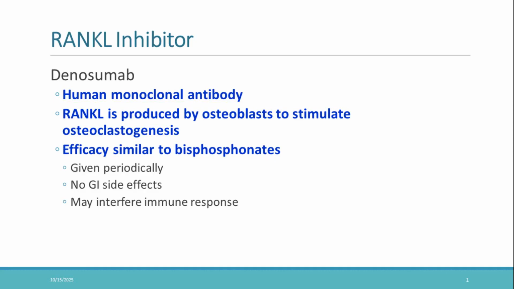They are given periodically, and there are no GI side effects, otherwise their efficacy is quite similar to bisphosphonates. So yes, they are quite costly, but they also lack the side effects commonly seen with bisphosphonates. Recall that osteoclasts are quite similar to macrophages, and if a drug inhibits the function of osteoclasts, it may also affect the function of macrophages. Thus, denosumab may interfere with immune response. Now, this is something which is not seen with bisphosphonates, but it is seen with denosumab. So that is the downside.